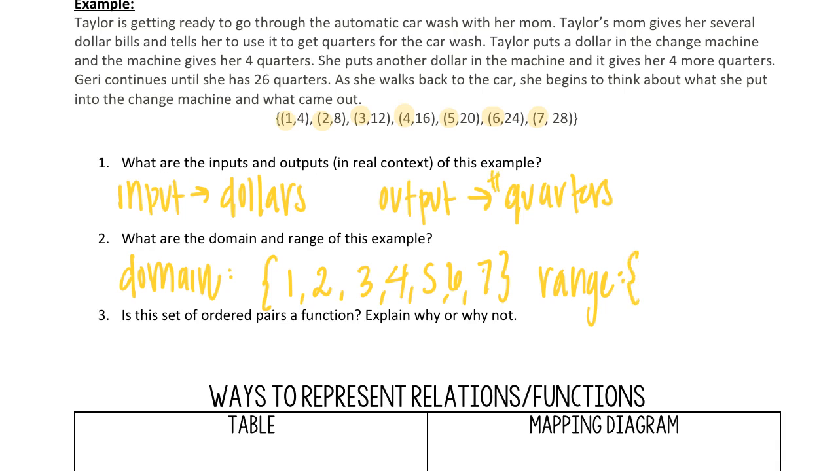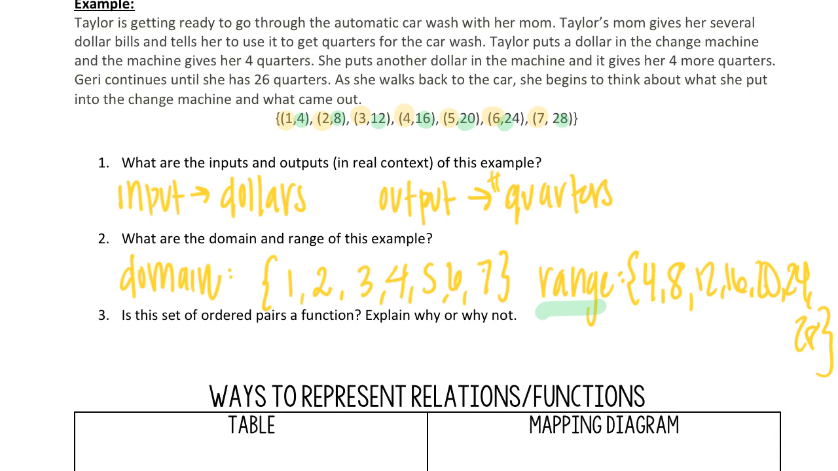So if she put in $1, she got 4 quarters. $2, she gets 8. Then 12, 16, 20, 24, and 28. Remember that the range is coming from the y values, the output, the number of quarters that she got out of the machine.